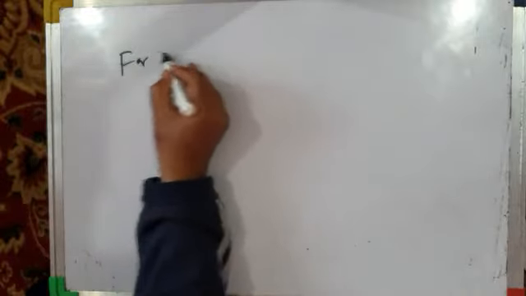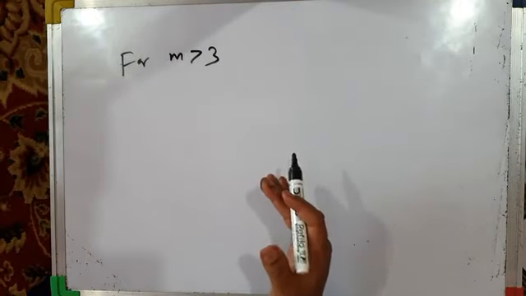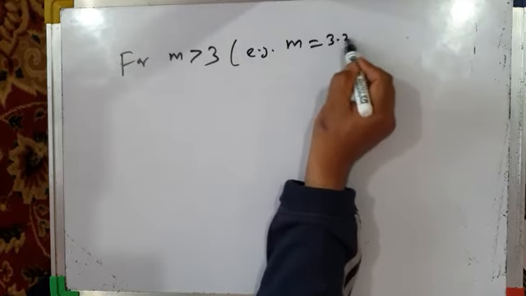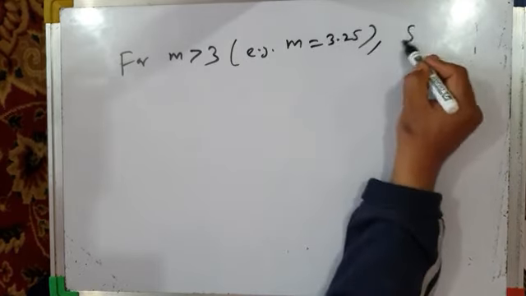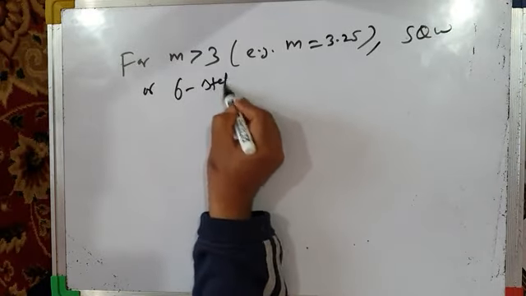M is very, very large. It's almost square wave mode of operation. Can I have now complete square wave mode of operation? Yes. For M greater than 3. If you go for M greater than 3, for example, we can take M equal to 3.25 or so, you will get square wave or 6-step mode of operation.